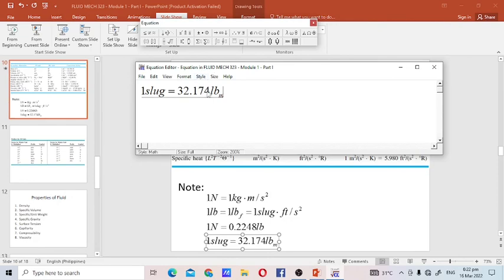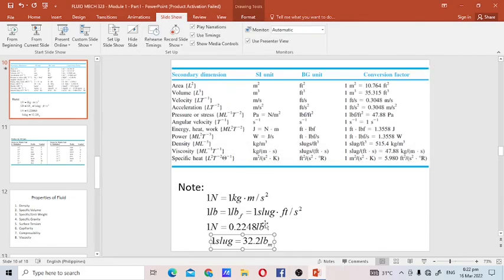We can simplify this. Pwede na yung 32.2. Pwede standard na yan. Okay na yan. So that's it.